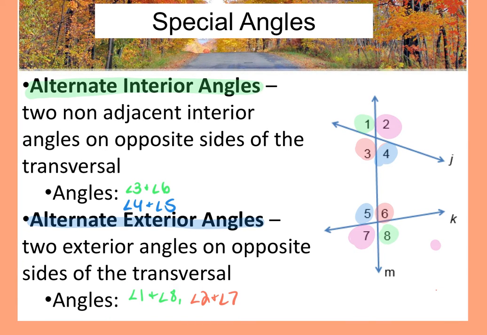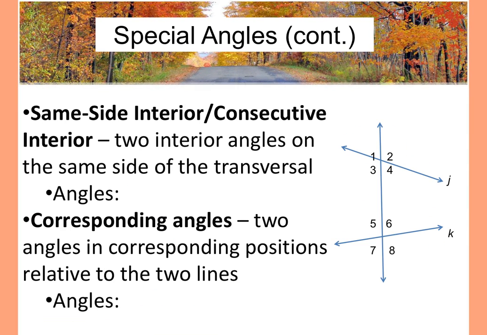Good so far. Okay, then comes same side interior, which is also called consecutive interior depending on the book, which is two interior angles on the same side of the transversal. So they have to be interior and they have to be on the same side. So 3 and 5 would be same side interior, and 4 and 6 would be same side interior.